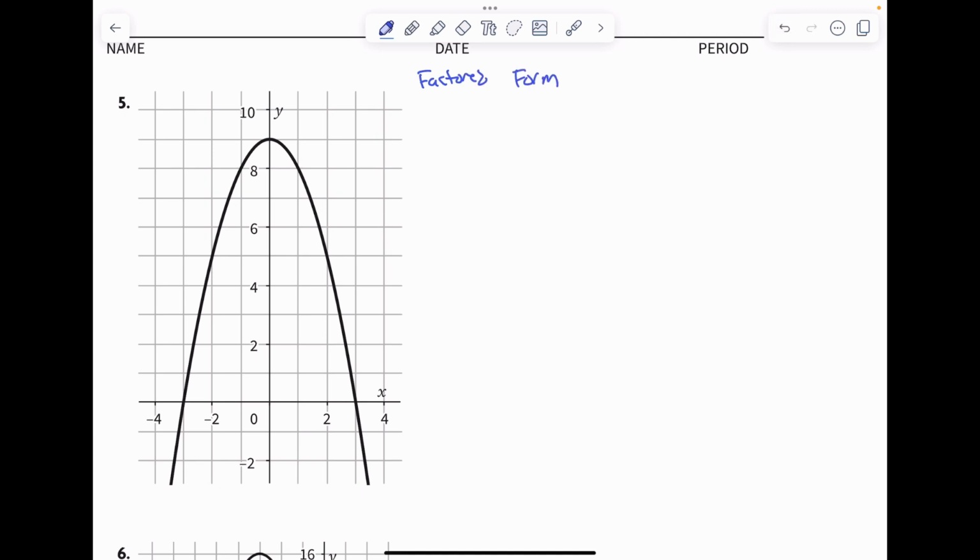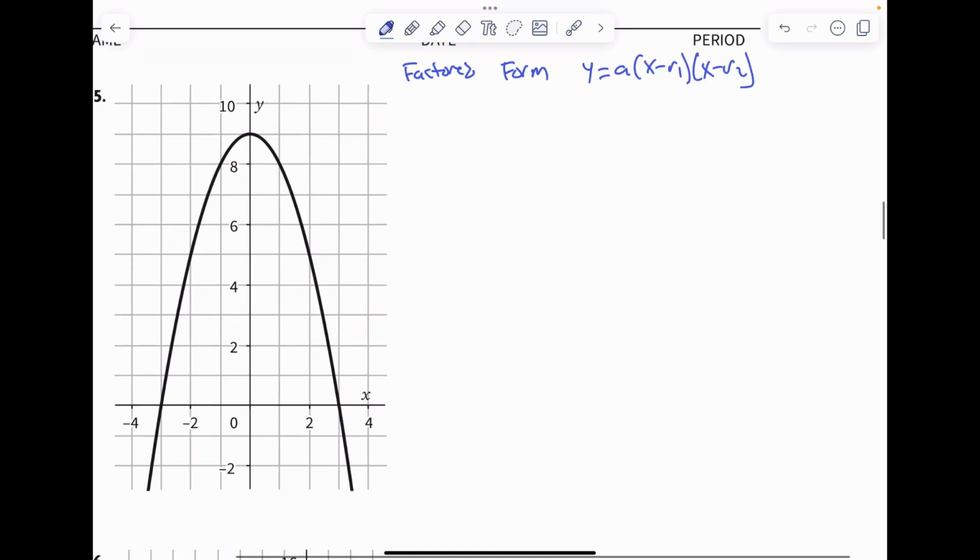I have y is equal to a times (x minus r1)(x minus r2). Let's look at our solutions, our roots. We have one here and we have one here. So r1 is equal to negative 3, r2 is equal to positive 3. Let's do it. y is equal to a, my leading coefficient, I don't know what it is yet, times (x plus 3)(x minus 3).